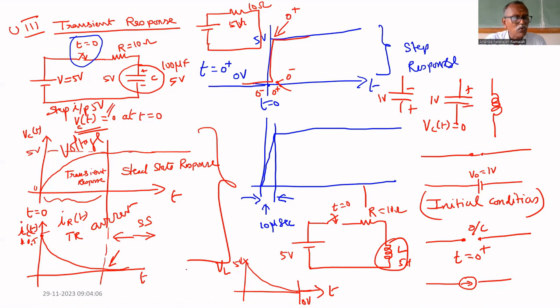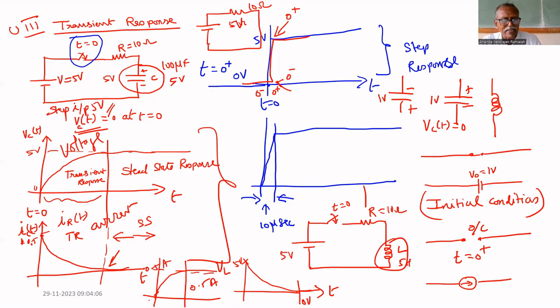Initially the voltage is 5 volt. What happens to the current? Initially the current is 0 because of the open circuit. After that, the current increases. What is the final current? The inductor becomes a conductor, so only this resistance remains. That's why 5 divided by 10 is 0.5. The maximum current through this circuit is 0.5 ampere. At steady state, the current will be 0.5 ampere.